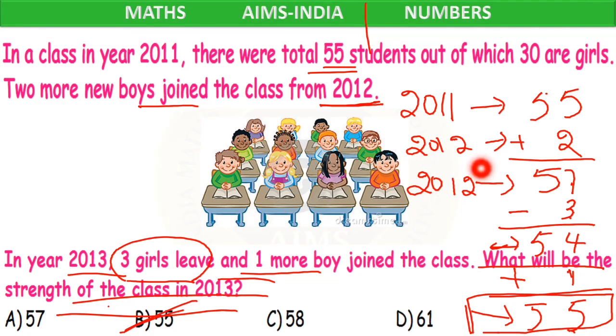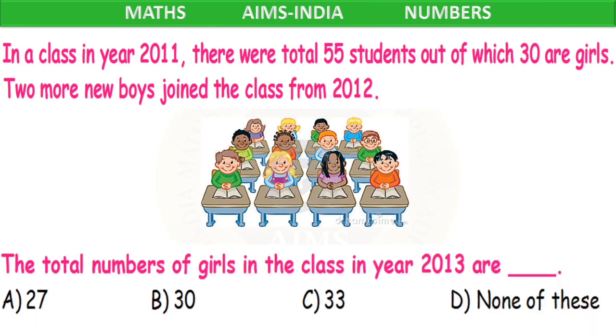See, understand it carefully. In 2011 there were 55 people. In 2012, 2 joined. And then in 2013, 3 left and 1 joined. So after doing all the addition and subtraction, we are left with 55. That is the total strength of the class in 2013.